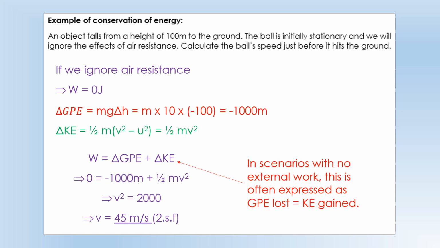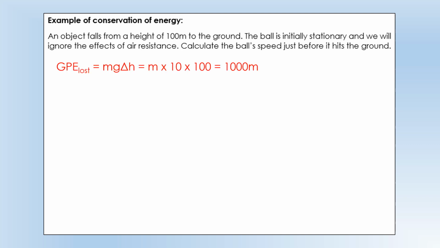You will often, however, see these questions done in a different way. So I want to show you those examples as well, so you're familiar with both. So in scenarios where there's no work done by external forces, we will often phrase or set this up as GP lost equals kinetic energy gained. So let's see that too. So the GP lost is 1000 m, so we don't have the negative sign in here because we've already got the loss part in the expression, so that's the same. So that kinetic energy gained is going to be half mv squared, again because its initial speed is 0.